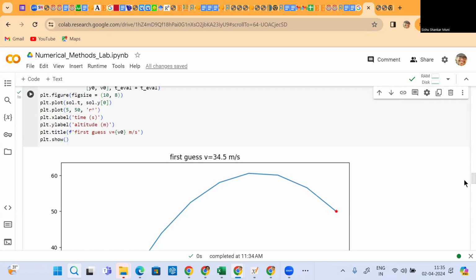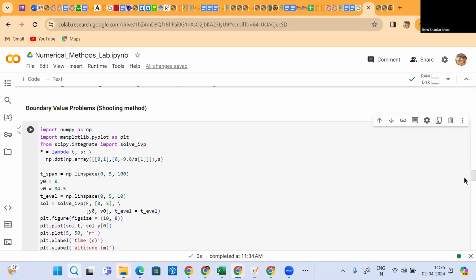So therefore, in a boundary value problem, some might think: to solve a boundary value problem, why are we calling solve IVP? A bit tricky, right? The main motivation is that in a shooting method, you are converting the boundary value problem into an IVP. Therefore, you can use all the tools available to solve IVP.